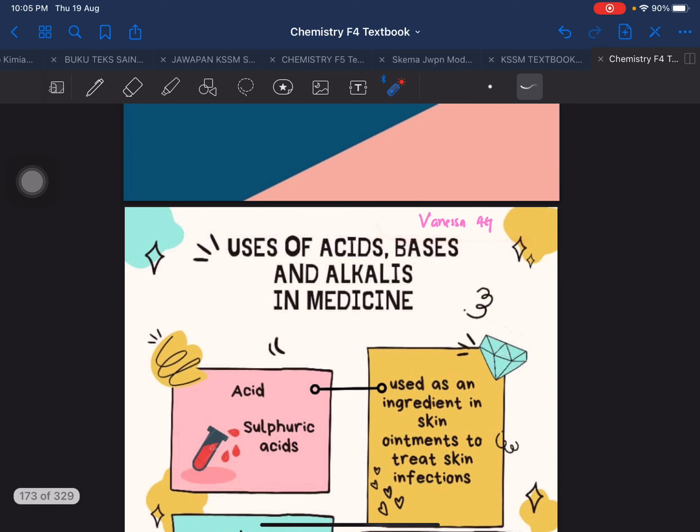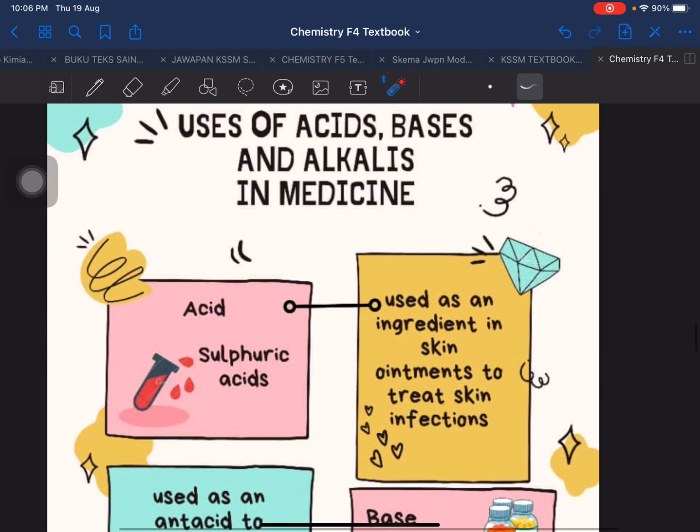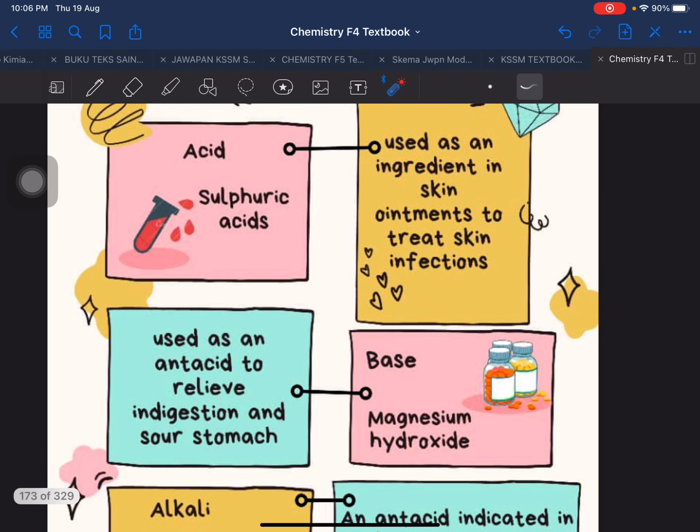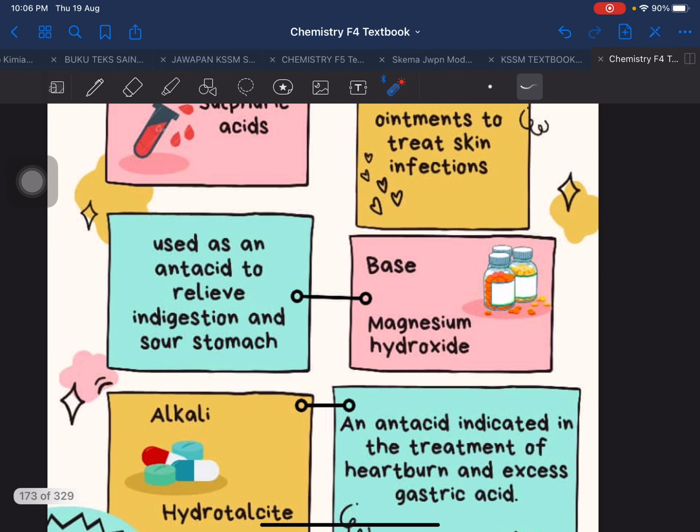Next, we go to Vanessa, who also shared the same field, which is the medicine field. Number 1, sulfuric acid, also used as an ingredient, sebagai bahan in skin ointment, dalam sapuan kulit, to treat infection on skin. Yang kedua, used as an antacid to relieve indigestion and sour stomach. Ini adalah base. Base digunakan untuk relief sakit perut, sour stomach kerana gastrik.